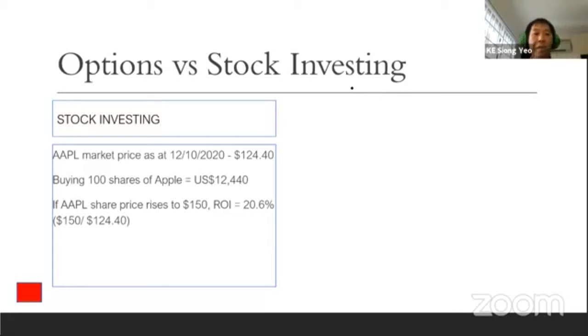What's the difference, using an example, between investing using options and investing outright using stocks? Now, I put in this slide because my assumption is that most of the audience here would have some form of experience investing in stocks, because this is probably something that's not too difficult to do.